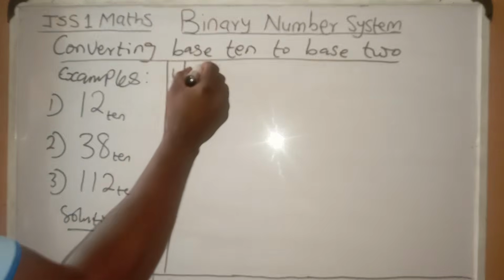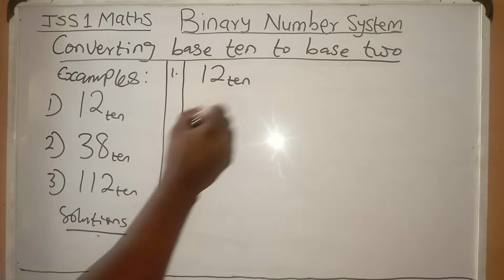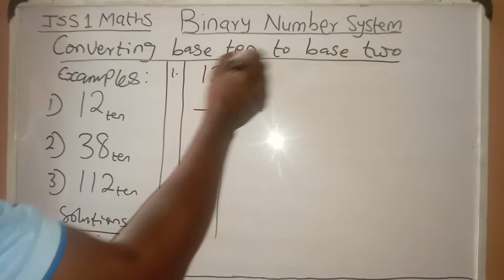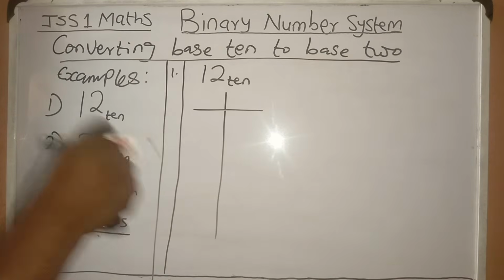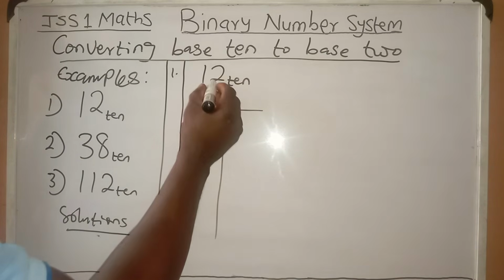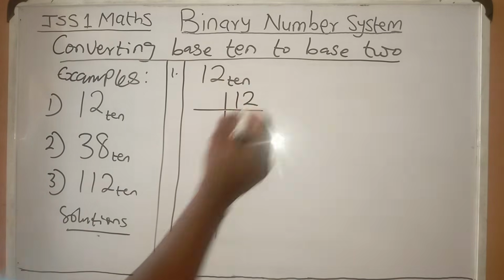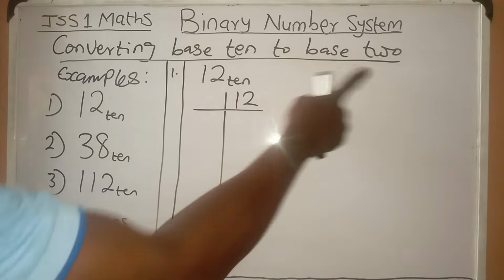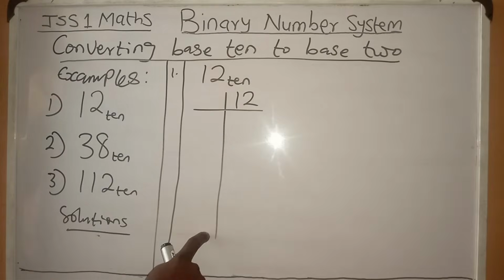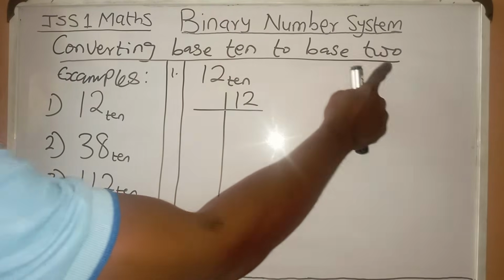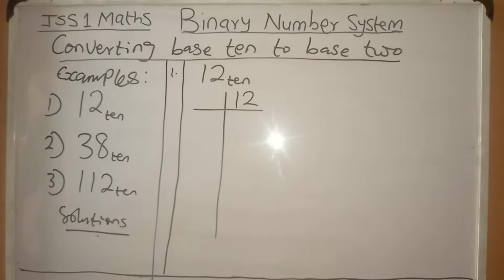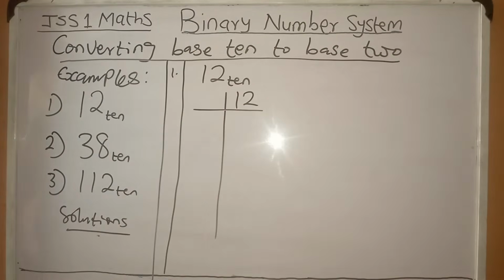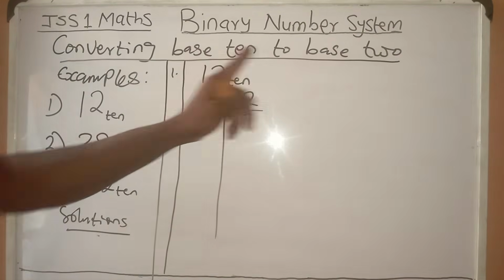Solution number one. We have 12 in base 10. Remember what I said earlier on. When converting from base 10 to any other base, you divide by the number you are converting to. For this one, we are converting 12, which is in base 10, to base 2. If you are converting base 10 to base 2, you have to divide everything by 2. If you are converting base 10 to base 3, you divide everything by 3. If you are converting base 10 to base 7, you divide everything by what? 7.